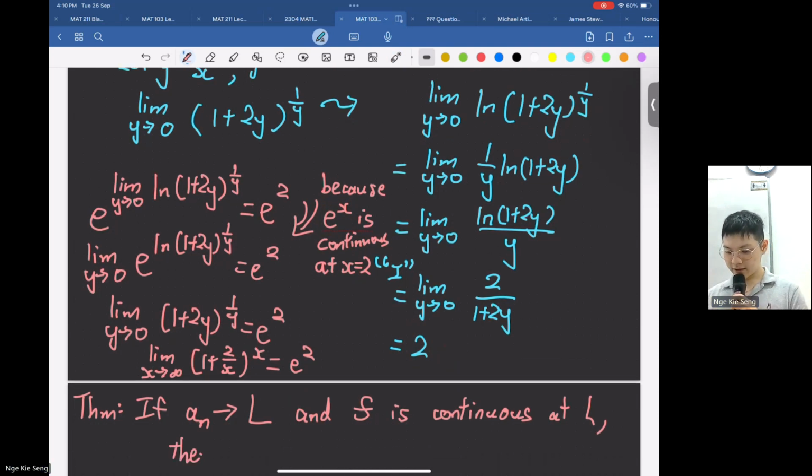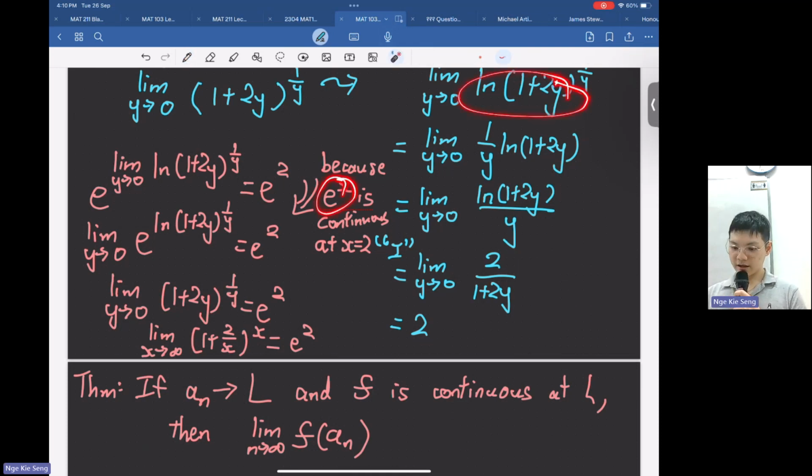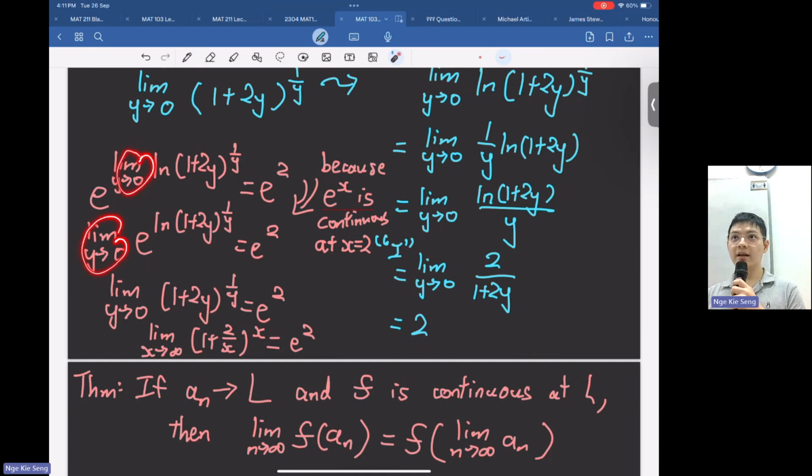Then what? Then the limit of f applied to a_n, right? Apply f to this thing, and then you take the limit, which is equal to what? f of the limit of the sequence. Make sense or not? See, limit outside, limit inside, limit outside, limit inside.